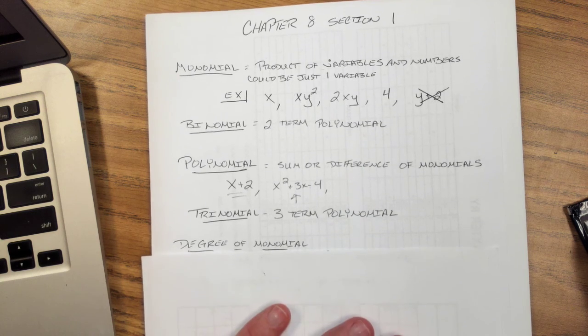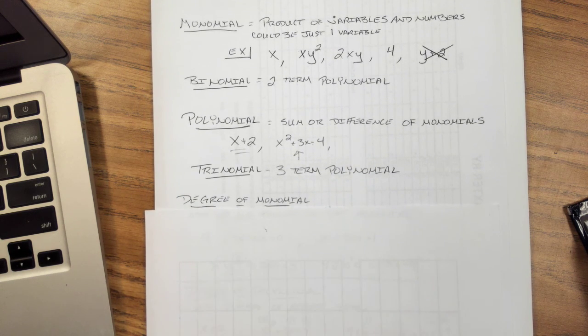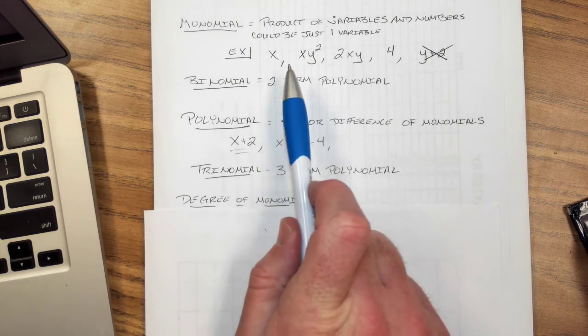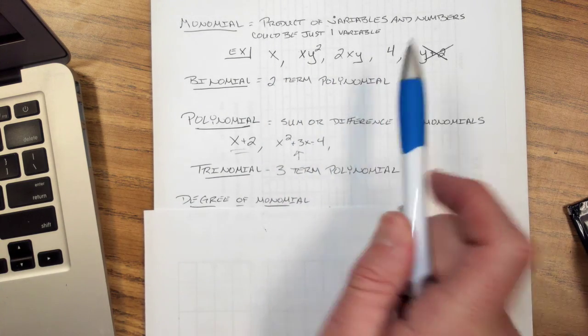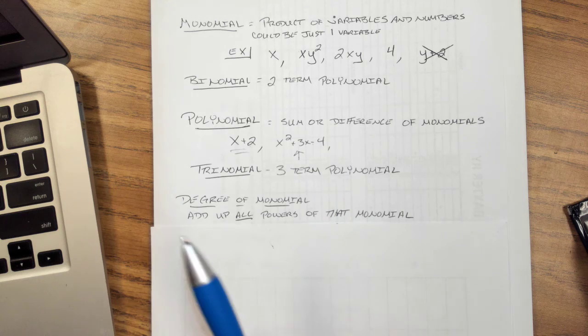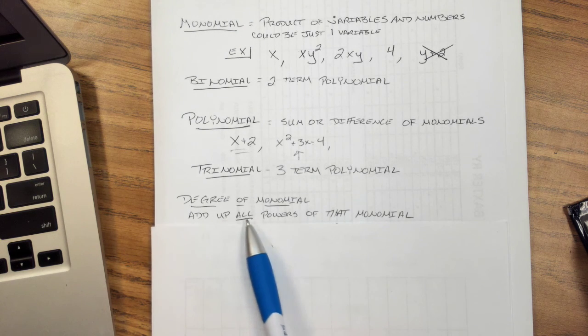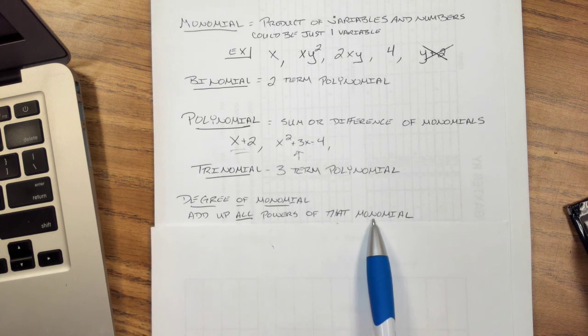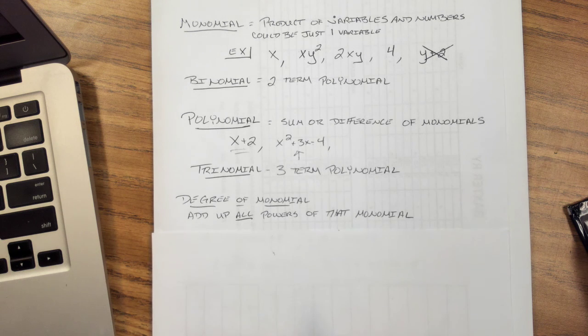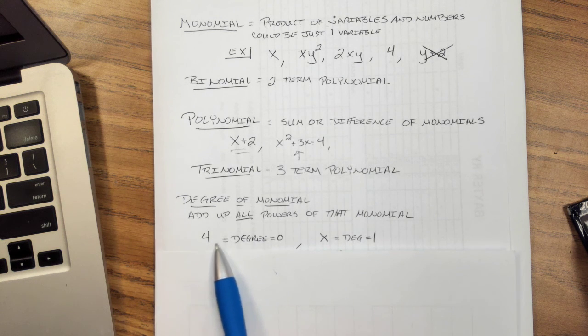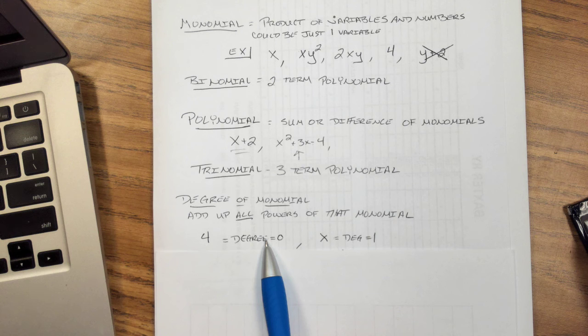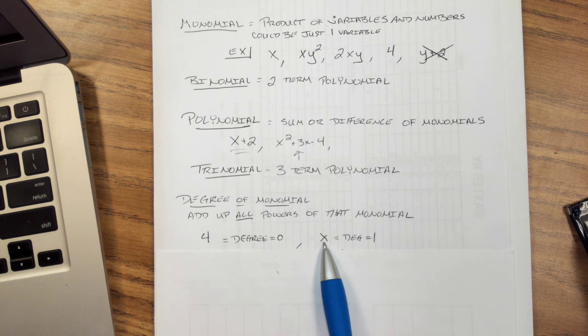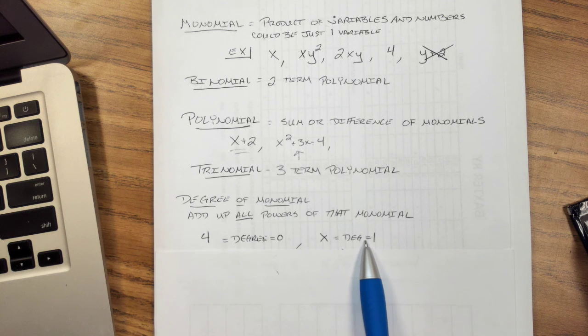Okay, next, the degree of a monomial. So we're going to look at these things, and there is a certain degree that they have, and they're figured out by doing this. You're going to add up all the powers of that particular monomial. So the number 4 has no variables with it, so it has a degree of 0. x, it is a variable, has a power of 1. We just don't have to write it all the time, so we say it has a degree of 1.